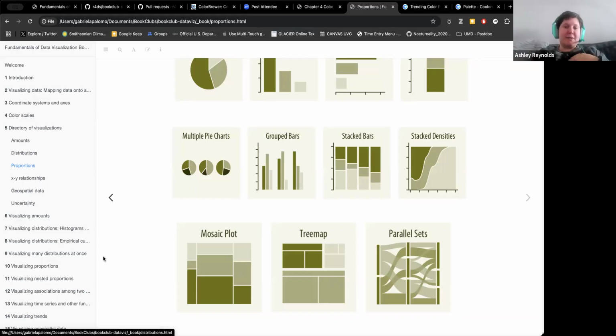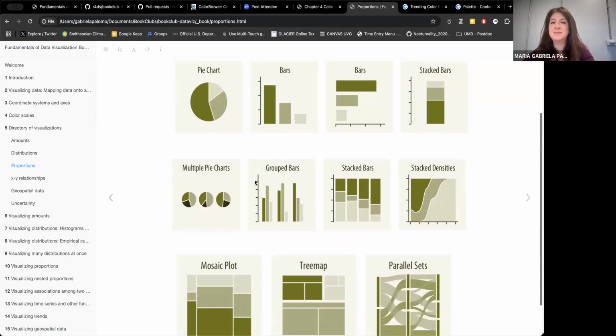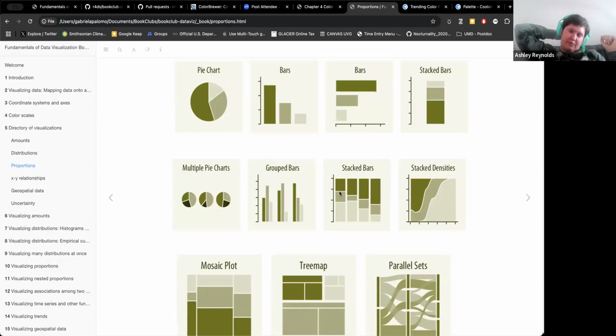Personally, I really like stacked bar charts. I've used them in public talks to show how the proportion of different types of animals differs depending on time period. And people seem to understand what's going on when you show it to them that way. So I think that's helpful.